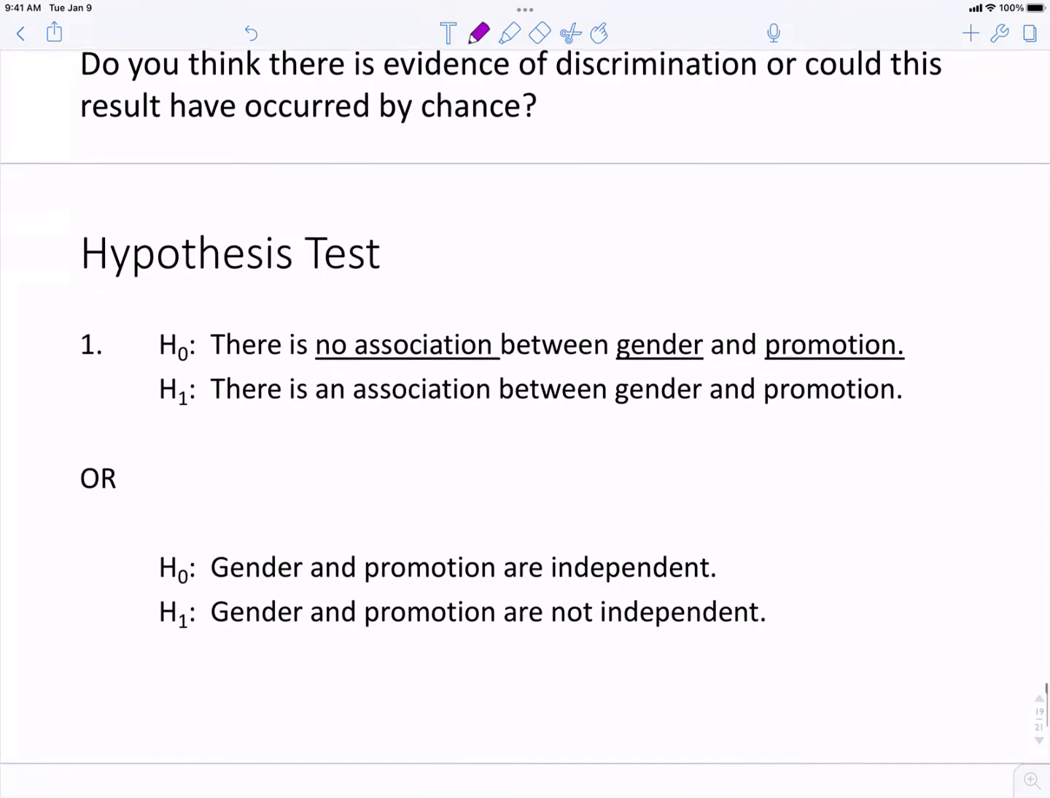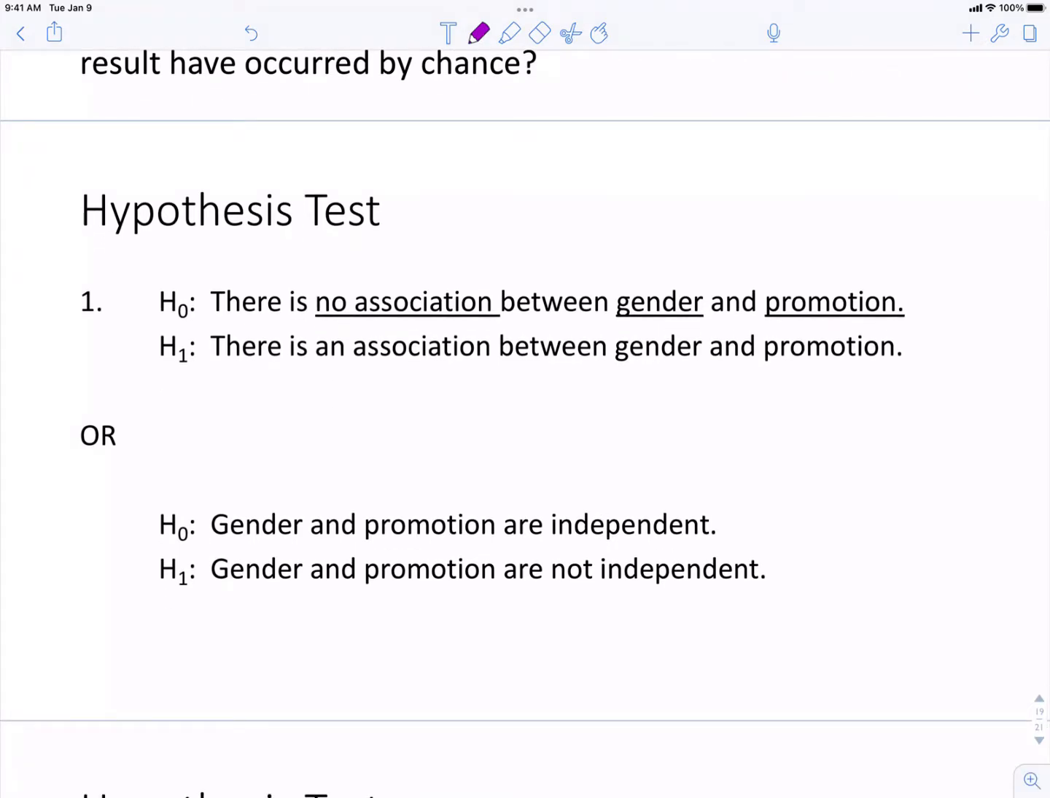All right. So again, the hypotheses in these tests are written out in sentences. So we could write, there's no association between gender and promotion. That would be our null hypothesis. And our alternative then would be there is an association. Now, it depends on your preference. If the word association makes sense to you and you understand what that means, then that might be how you choose to write your hypotheses. If it's easier for you to think about variables being independent or not independent, you might write them this way. Gender and promotion are independent, and the alternative would be gender and promotion are not independent.